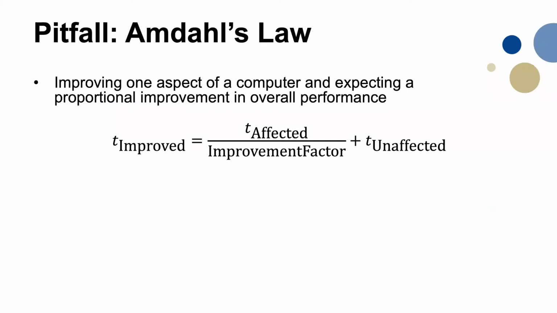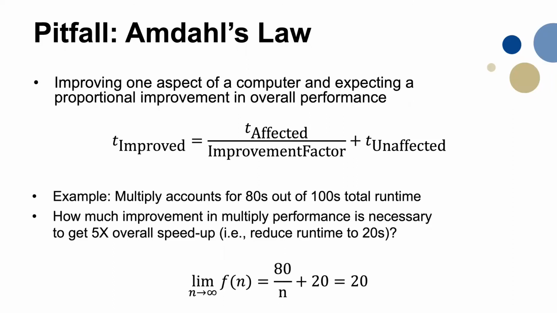Another classic part of computer architecture is something called Amdahl's Law, which tells you that basically the thing that you don't improve will eventually dominate performance. So if you have a system where you multiply for 80 seconds out of 100 seconds, and you want to make a multiplier that's going to give you a 5x speedup overall, well, you will find that in this particular case, you would need to infinitely speed up multiply, because the 20 seconds that you do other stuff will dominate execution time.